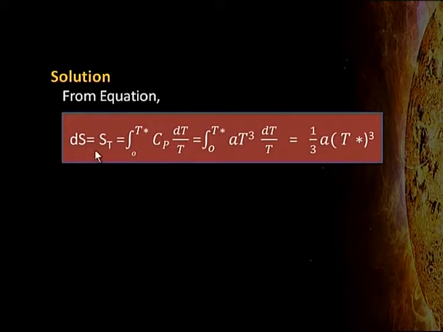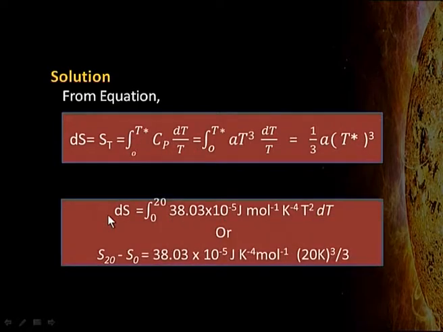Now, from the equation, dS is equal to St, equal to the integral of Cp by T dT within the limits 0 to T star, will be equal to the integral of A T cube divided by T dT within the limits 0 and T star, and that will be equal to 1 by 3 A T star cube. As T star is 20 Kelvin, therefore, dS will be equal to the integral of 38.03 into 10 to the power minus 5 joule per mole Kelvin to the power minus 4 T square dT within the limits 0 and 20.